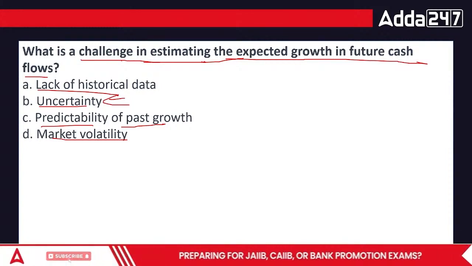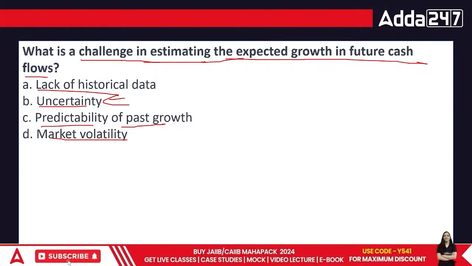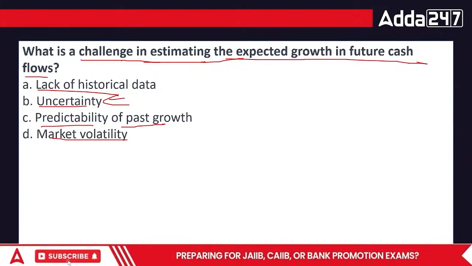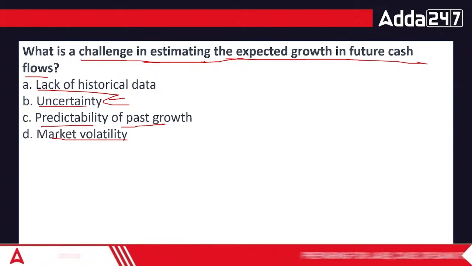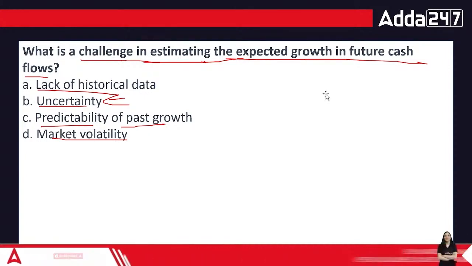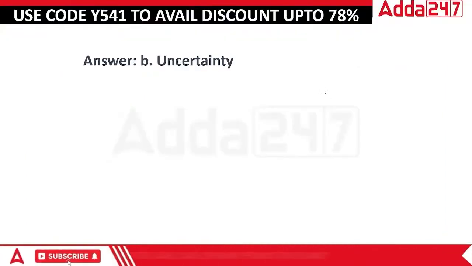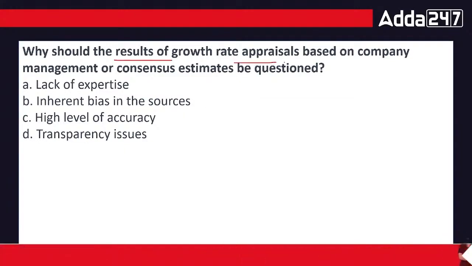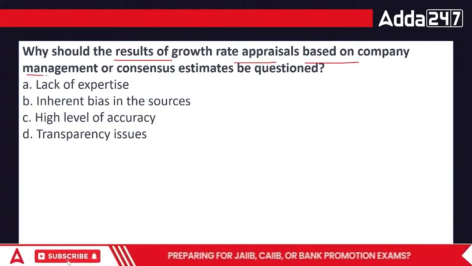The problem is that the future is so uncertain that even if we want to, we cannot eliminate the portion of uncertainty. You know? So in this case, this is the problem of growth. Done? Next question.